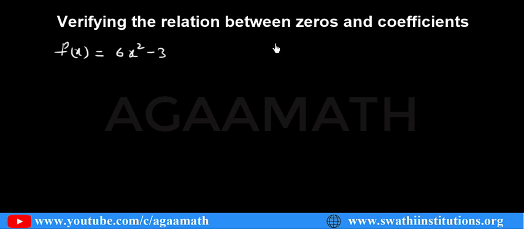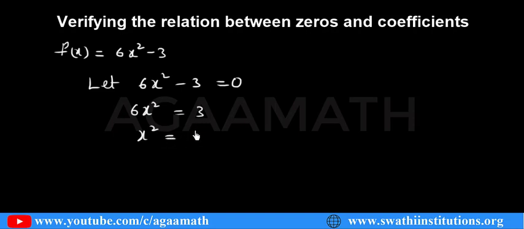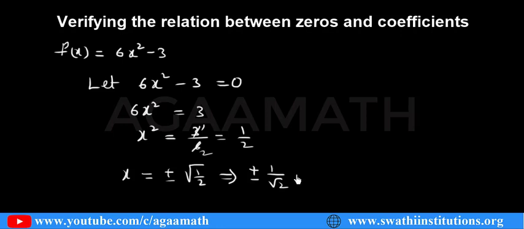As I said before, we have to find the zeros first of all, to verify the relation between zeros and coefficients. So let 6x square minus 3 equals to 0. So that means 6x square is equals to 3. So x square is equals to 3 by 6, which we evaluate as 1 by 2. So x equals to plus or minus under root 1 by 2, which can be written as plus or minus 1 by under root 2.